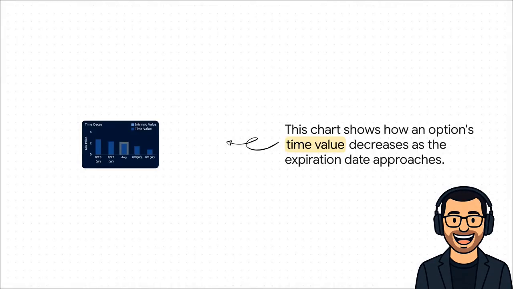And check out this chart. It shows this perfectly. The decay isn't this nice, slow, straight line down. No way. You can see the time value, that dark blue bar, just drips away slowly at first, but then as you get closer to expiration, it just falls off a cliff. That acceleration is a real killer, and it catches a ton of people off guard.